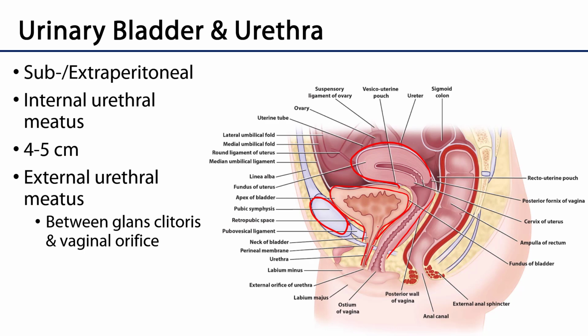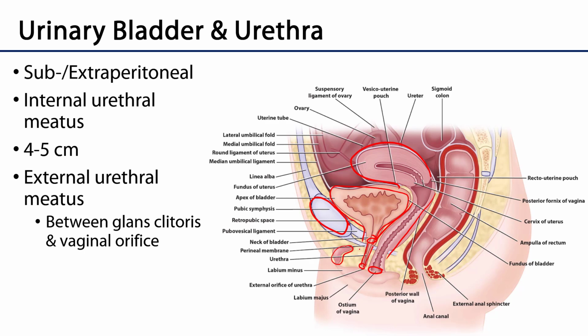And so here is the internal urethral meatus, and there is the external urethral meatus, and we have a urethra of about 4 to 5 centimeters. And that external urethral meatus is going to open posteriorly to the glans clitoris and anteriorly to the opening of the vagina, or the vaginal orifice.